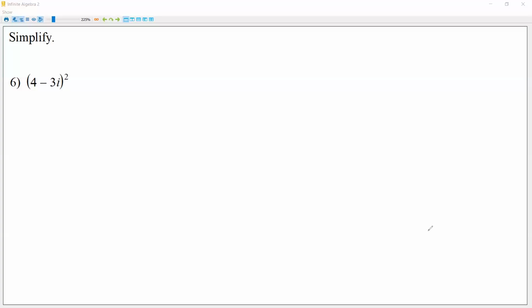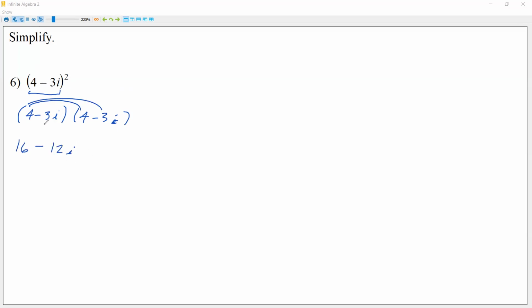So when we see the little 2 around the parentheses on the outside, it just means that we're multiplying 4 minus 3i times itself. So 4 minus 3i times 4 minus 3i. Okay. So we're going to distribute the 4. 4 times 4 is 16. 4 times negative 3i is negative 12i.